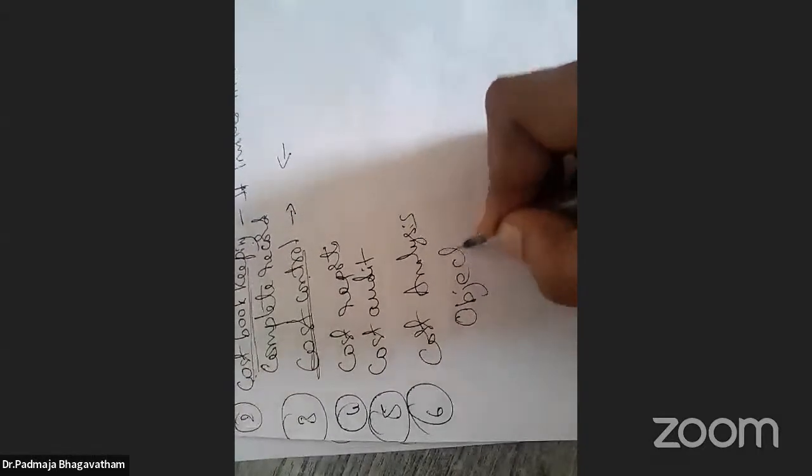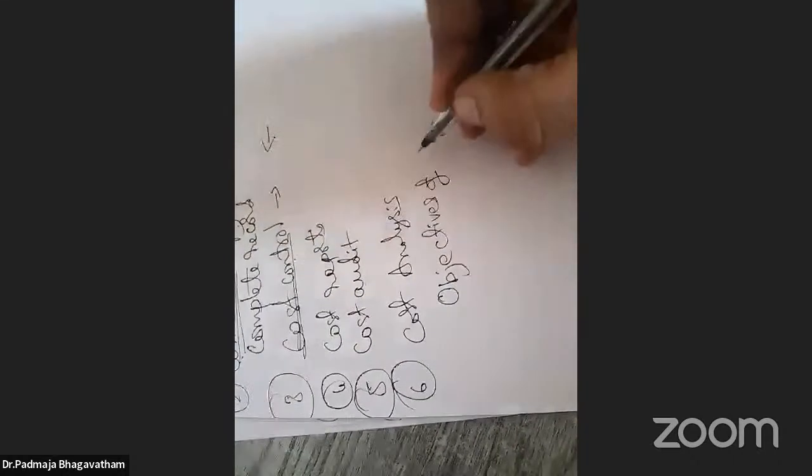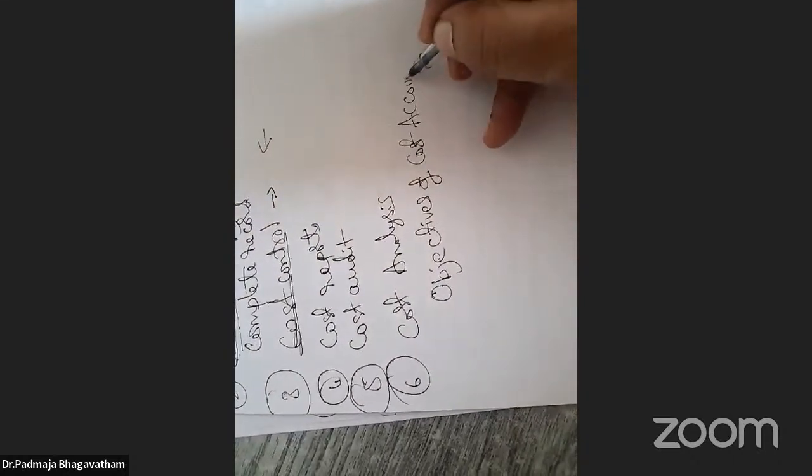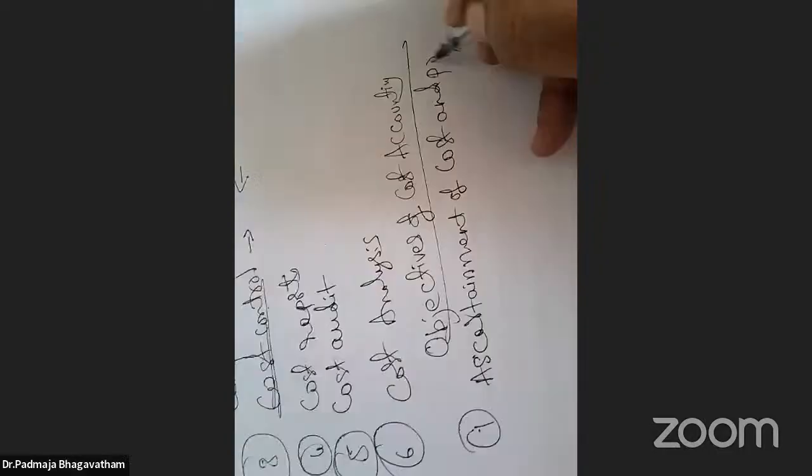Okay, ma'am. Now next is the objectives of cost accounting. What are the objectives of cost accounting? What is the first objective? Ascertainment of cost. Very good. Ascertainment of cost and determining the selling price, cost and profit.